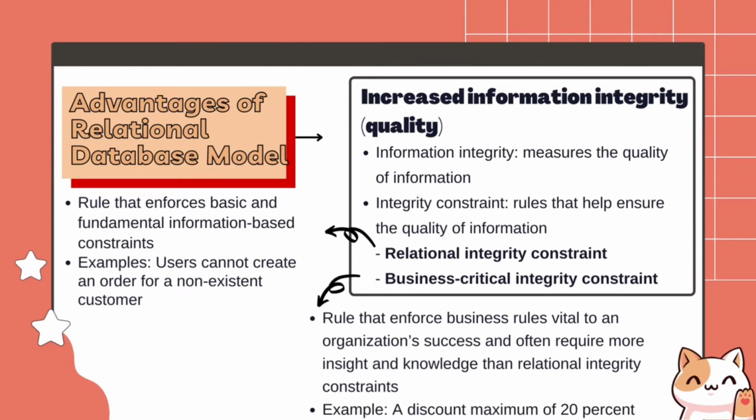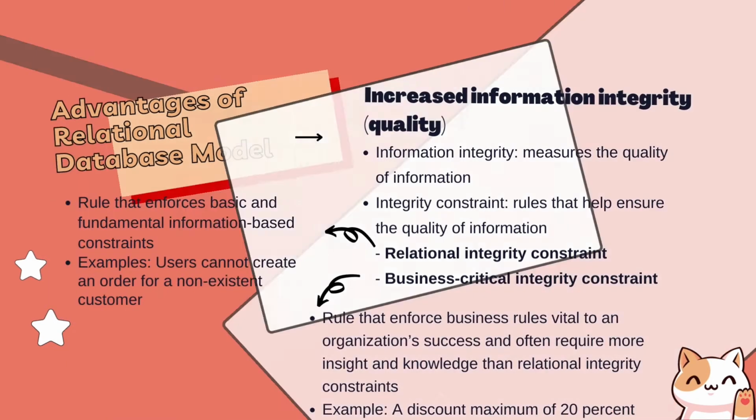And the second one, business-critical integrity constraint, which is a rule that enforces business rules vital to an organization's success and often requires more insight and knowledge than relational integrity constraints. For example, a discount maximum of 20%.